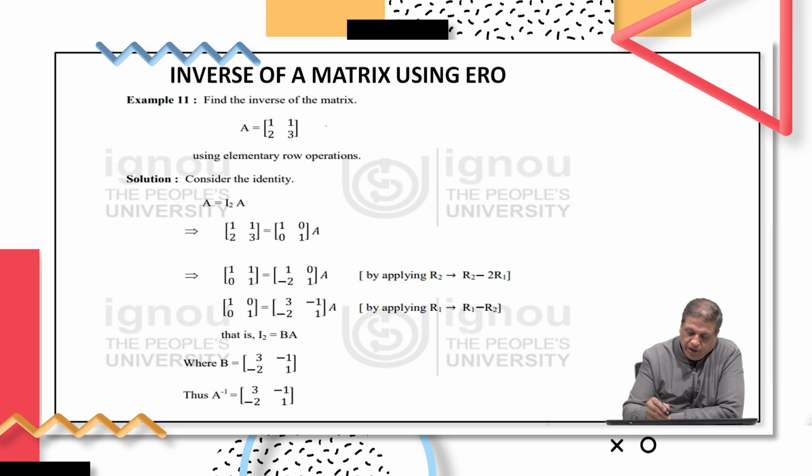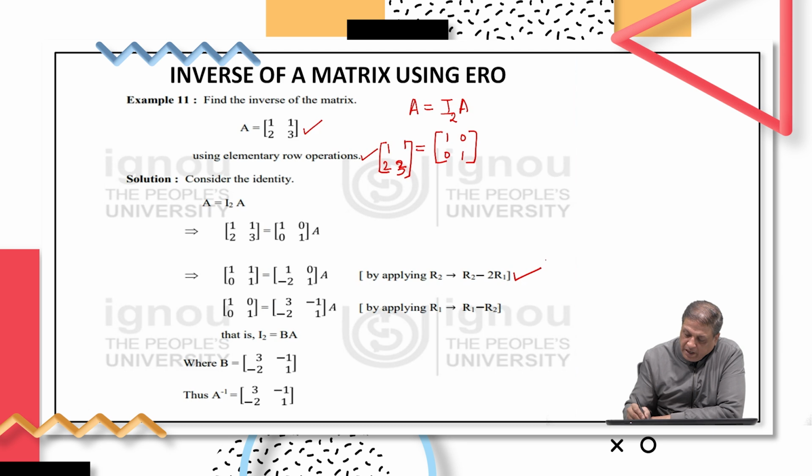So, the question here is to find the inverse of the matrix 1 1 2 3 using elementary row operations. As I said, A should be I into A. Since A is of order 2 cross 2, it should be A equals I 2 into A. Now, what is I 2? I 2 is an identity matrix. So, this should be this, and the left hand side is our A. So, this is 1 1 2 3.